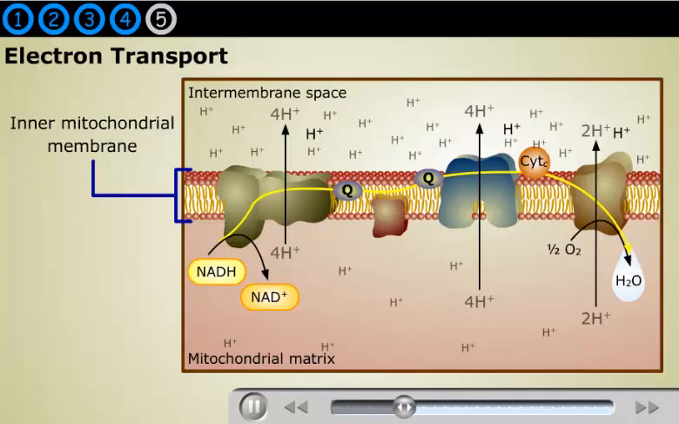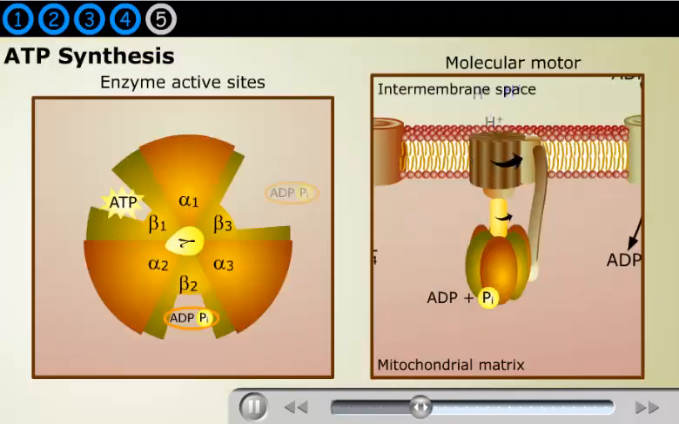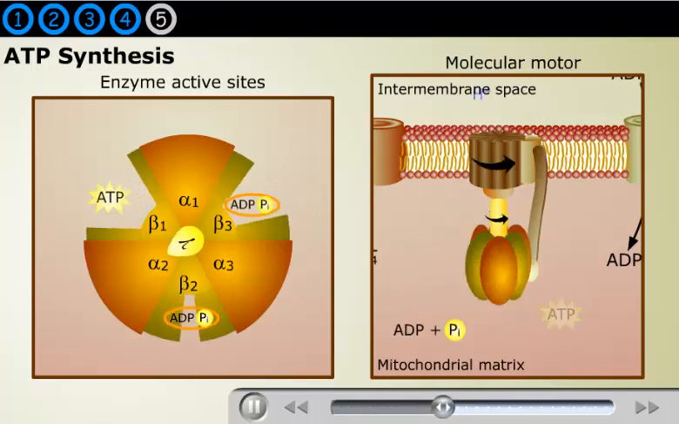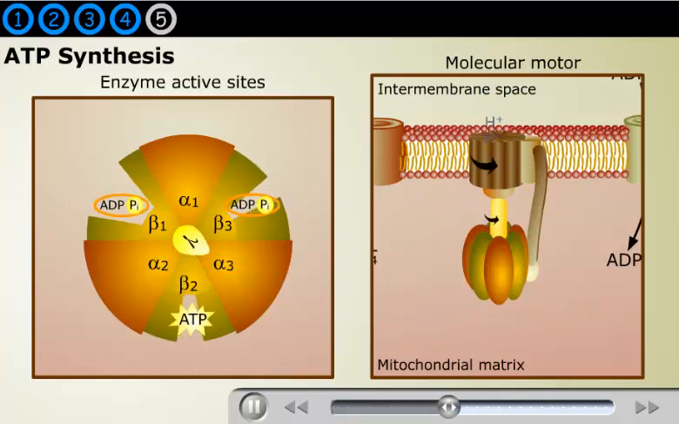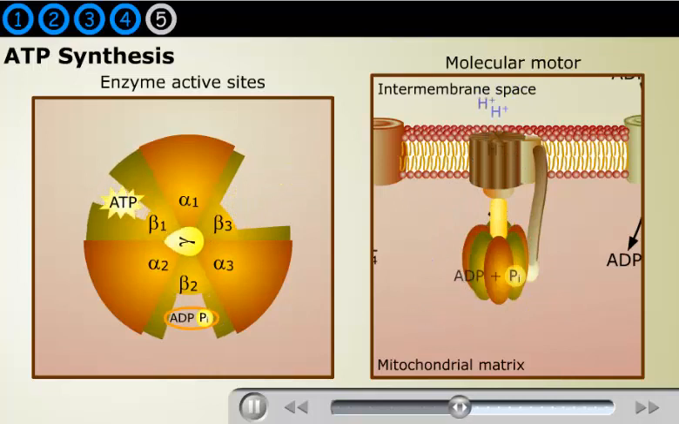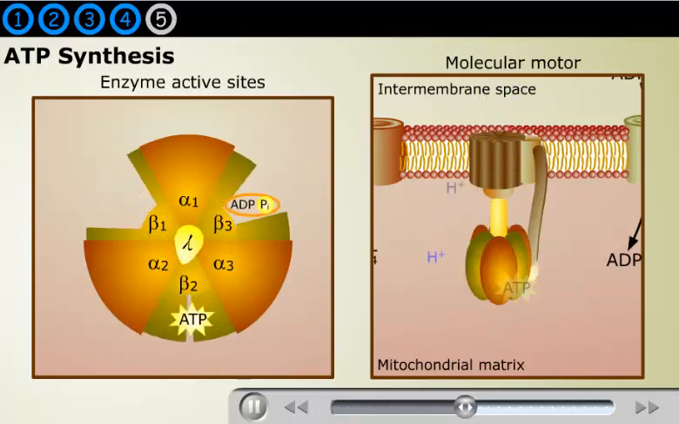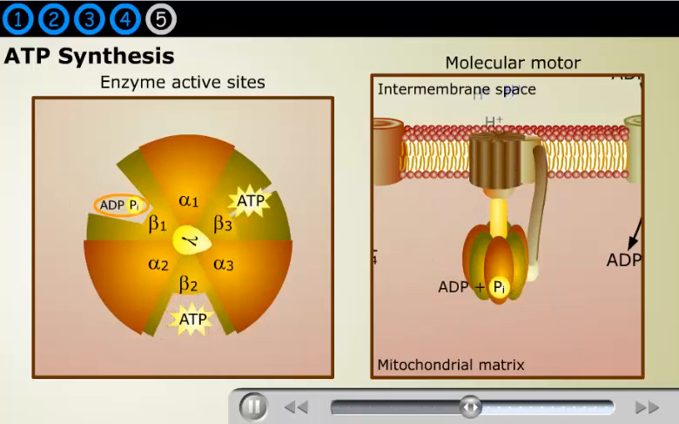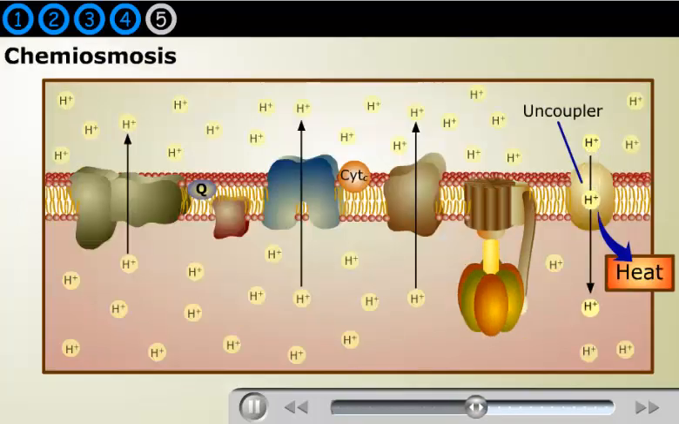Specific protein complexes in the membrane couple the transfer of electrons to the movement of protons out of the mitochondrial matrix. ATP is made when the protons are allowed back into the matrix through complex 5, which is ATP synthase. The protons turn a molecular motor that drives conformational changes in the ATP synthase enzyme. The conformational changes drive the formation of ATP from ADP and phosphate. The synthesis of ATP is a highly regulated process.